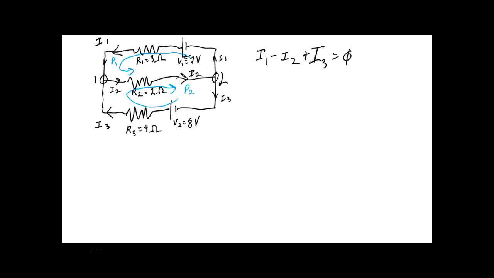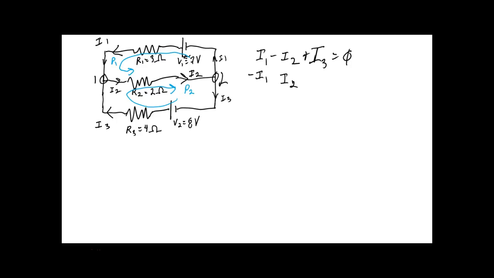Say that again. You're starting with I3? I2, okay, positive I2. See, I'm trying to set it up for my matrix, okay? Minus I1. Okay. Minus I3 equals 0.